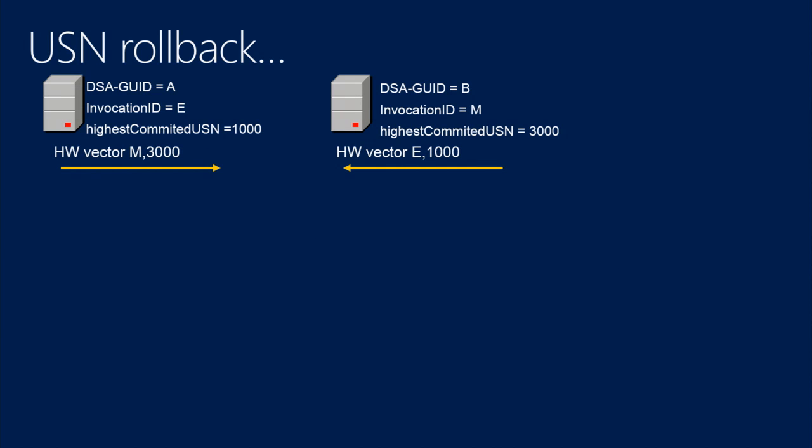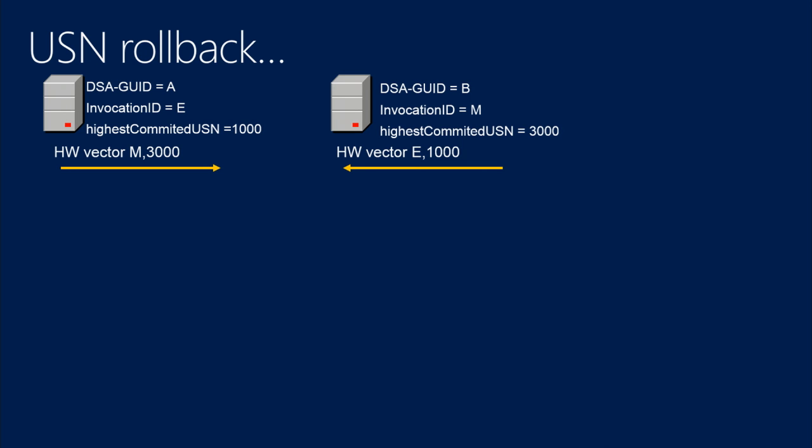Just to give you a little bit of background on this, what we have is two DCs. This is a very simplified model, but you can think of the database on a DC as having a name, and that name is the invocation ID GUID. I've just said the one on the left has invocation ID E, so that's the name of the database on that one, and the name of the database on the other one is M.